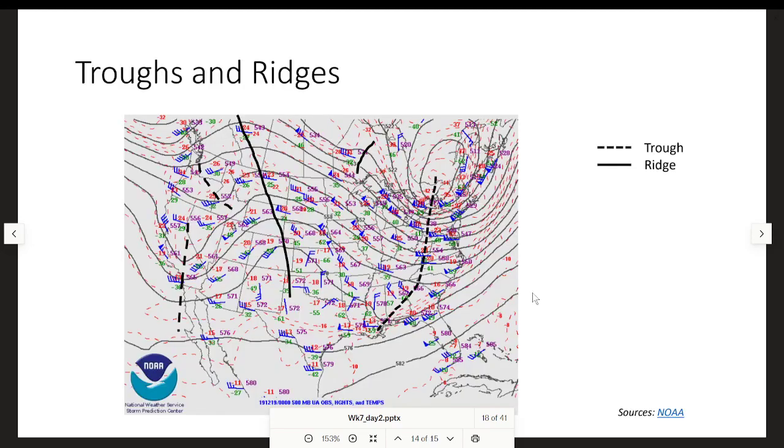Troughs and ridges, are they going to make a point? I guess they are. Yeah, trough, ridge, trough. So a trough looks like a smile and a ridge looks like a frown. So, yes, the dashed line is a trough, and then you have a little mini ridge here. And then you have a big ridge right here. And then you have a little mini trough right here, and then you have a big trough right here.